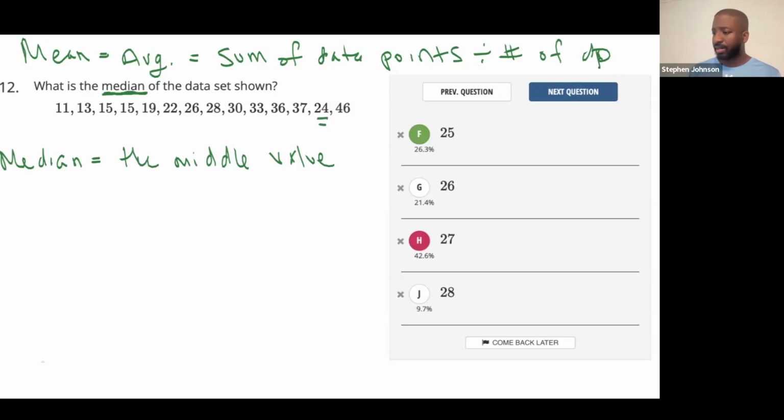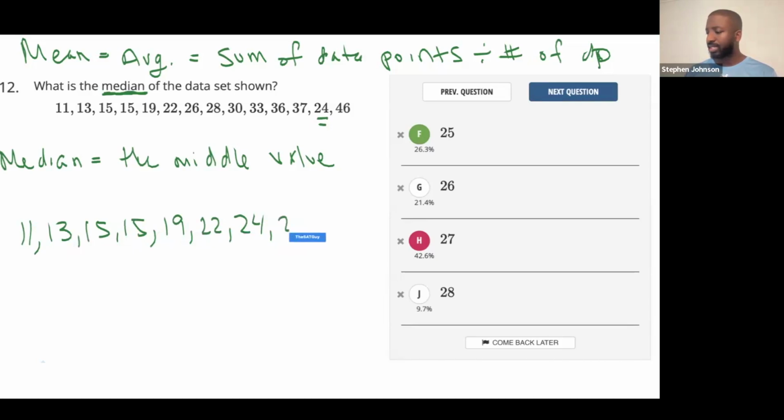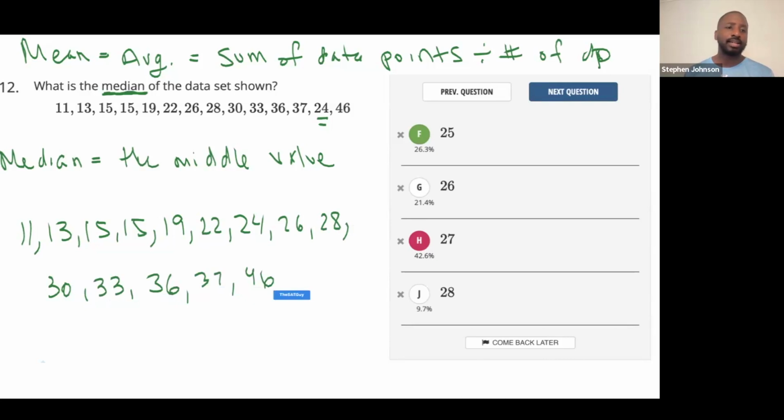So my smallest number here is 11. My second smallest is the 13. Looks like I have 15 twice. And then looks like 19 is definitely next, and then 22, but then I have to put that 24 right here, which is probably why the student made the mistake here. So it's got to be a 24 there, and then comes 26, and then comes 28, and then, I'll just go down to the next line, comes 30, and 33, and 36, and 37, and 46. All right, so there's our list in increasing order.